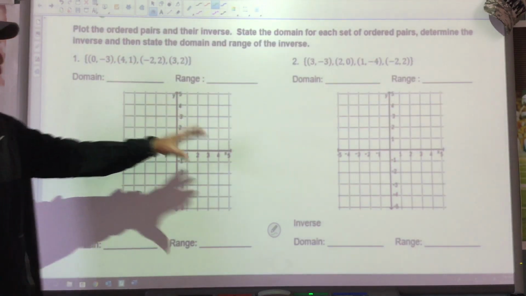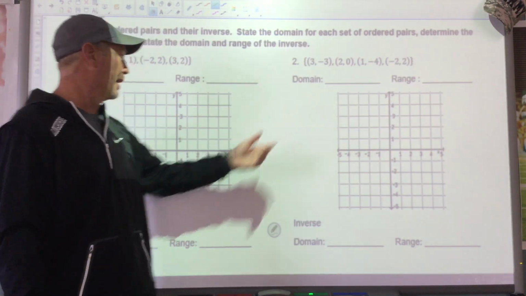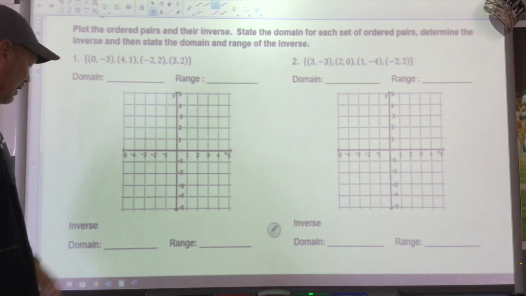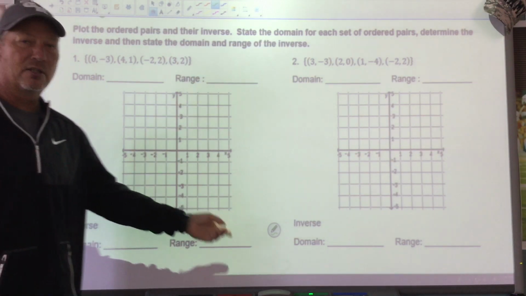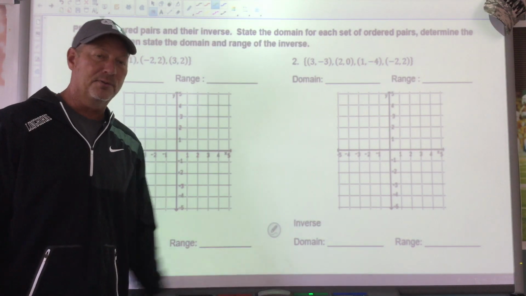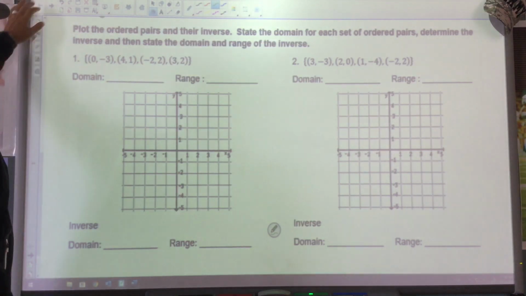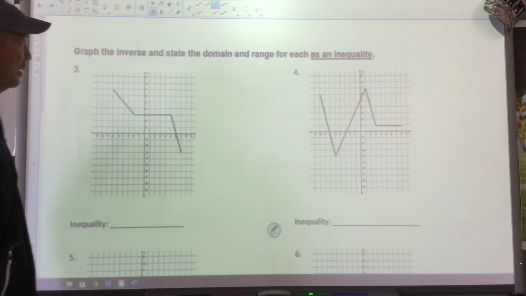They're going to give you two more problems to practice on. Same thing. Find the domain, find the range, find the inverse, list the domain and the range of the inverse. Plot both. Okay? The next page on the back side.